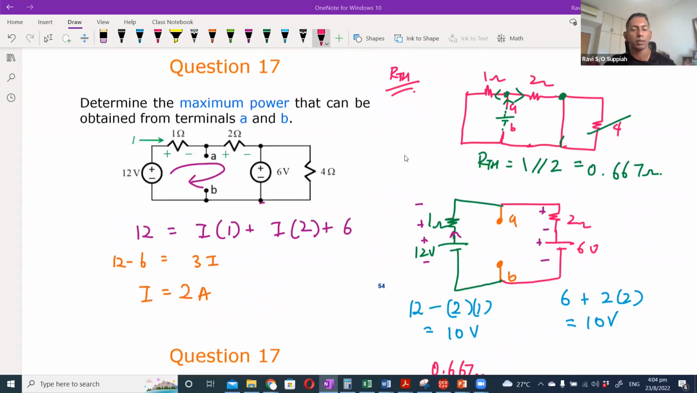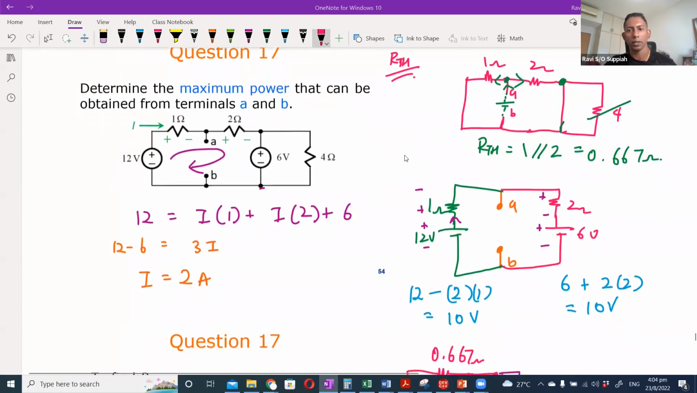Okay, question 17. Which part you want me to explain? The VTH, is it?